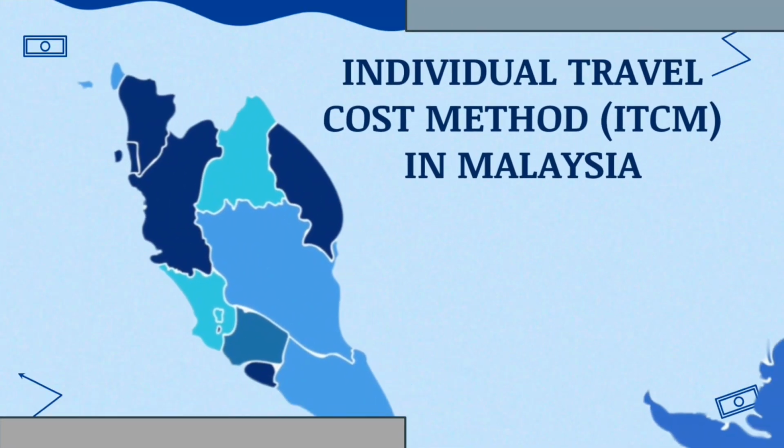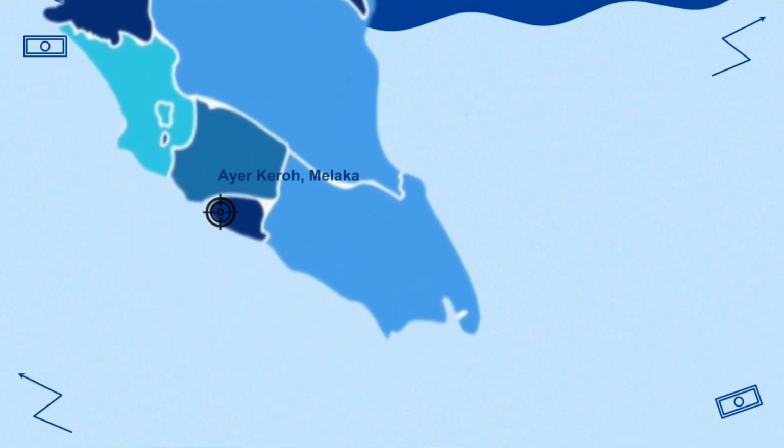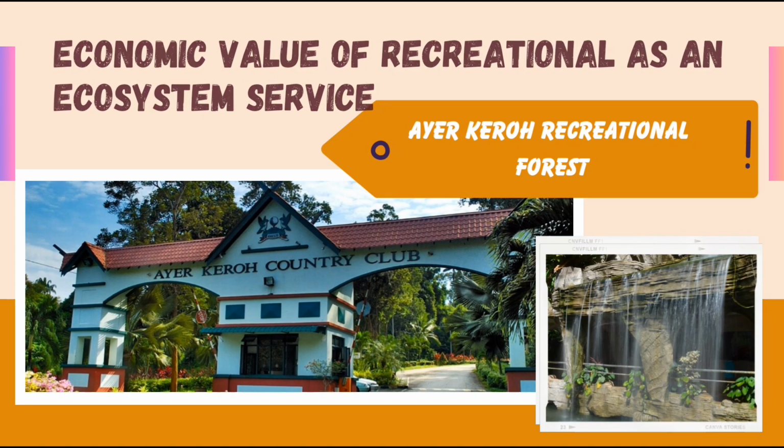Of course. As we know, there are two types of TCM, which are zonal and individual. However, there isn't much research that uses the zonal method. So, I will explain to you the individual travel cost method, through the study Economic Value of a Recreation as an Ecosystem Service in IKBAR Recreational Forest, Malaysia.